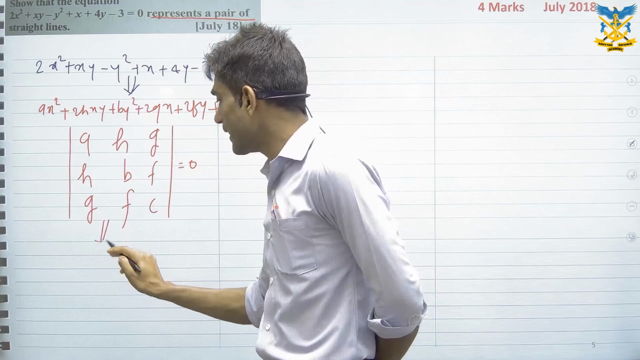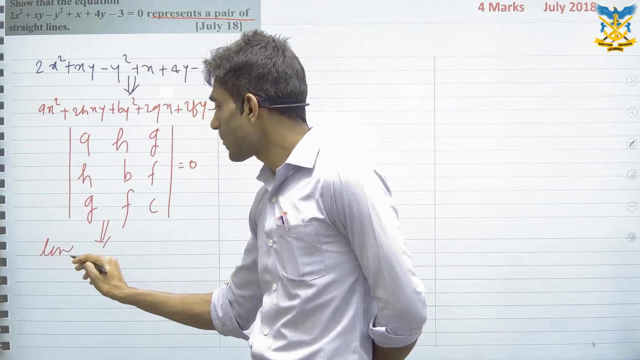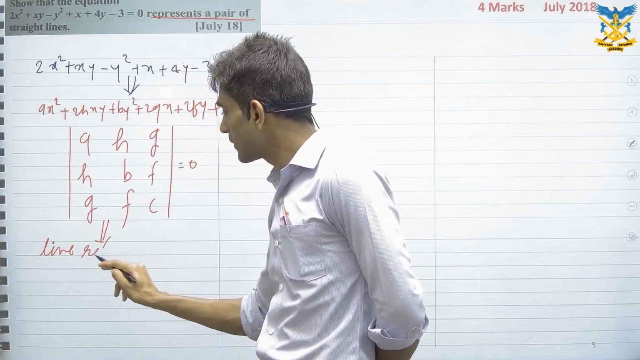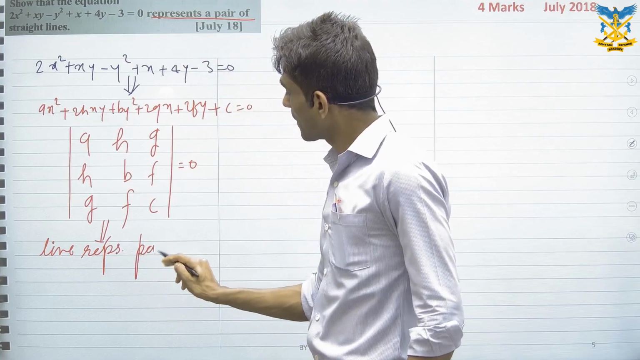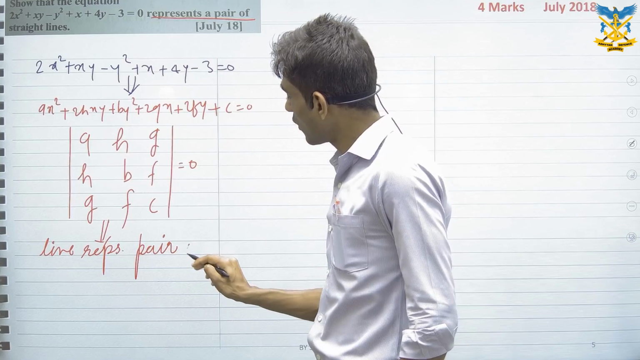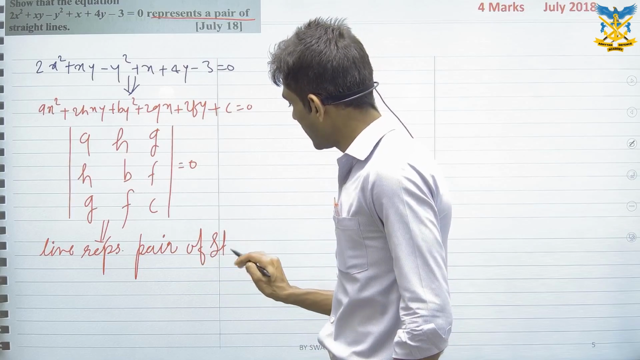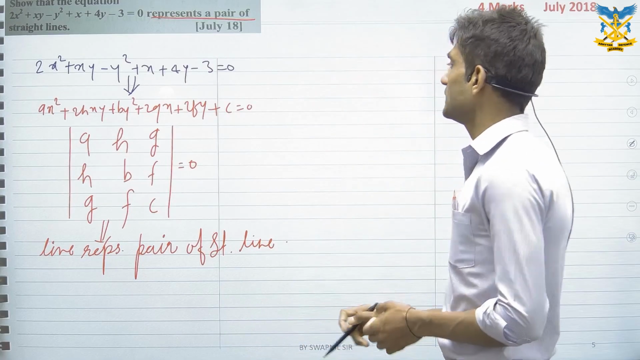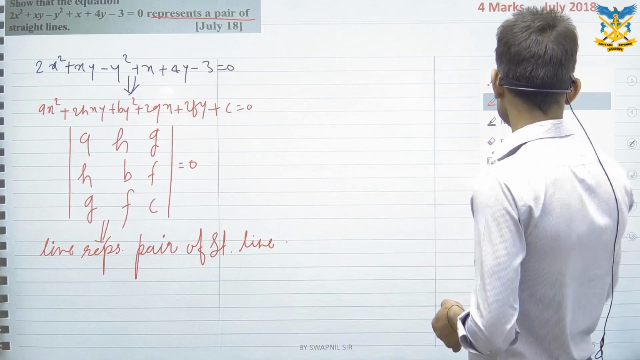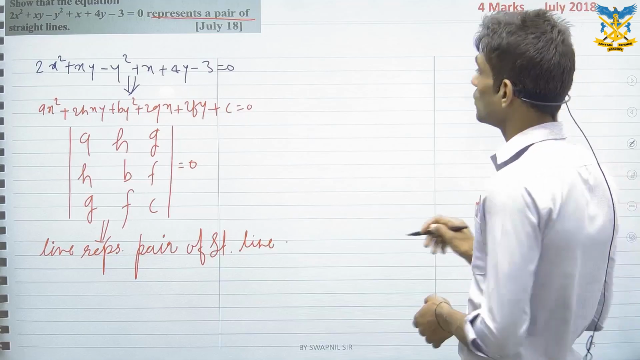Then we will get that our given equation represents a pair of straight lines, okay. Now let's go for the calculation. Just replace the values and find out the solution, okay.